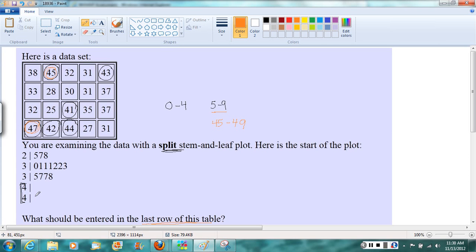So for that last stem, it's going to be the 45 and the 47. We like to list them from smallest to biggest, so it would be a 5 and then a 7. So that's what WAMAP's looking for its answer there, the 5 and the 7.